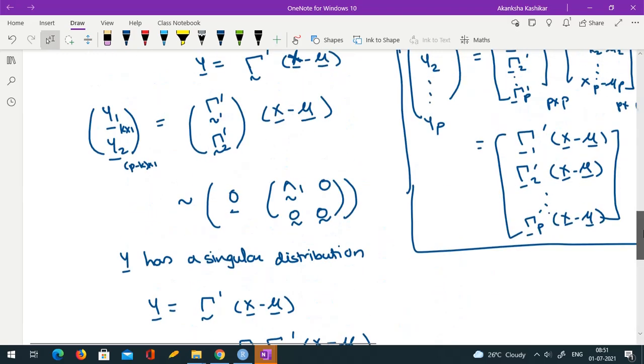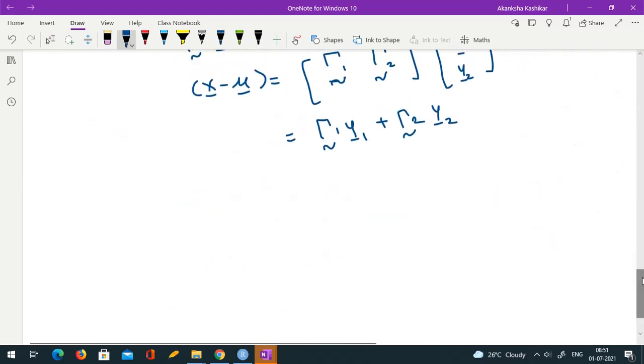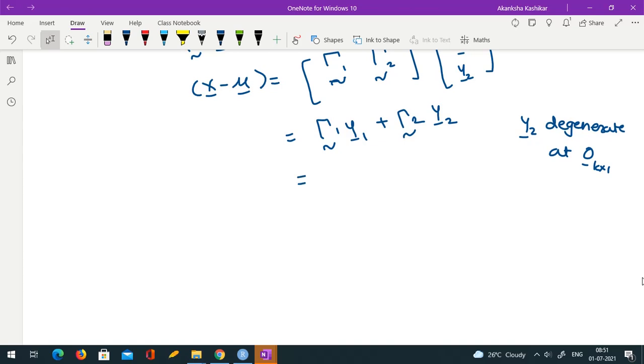But we saw here the distribution: mean for y2 is 0 and variance for y2 is also a 0 matrix. So basically y2 is a vector degenerate at 0. Degenerate at 0, so it is always 0, a 0 of order k cross 1. So I can simply write x minus mu as gamma 1 y1.